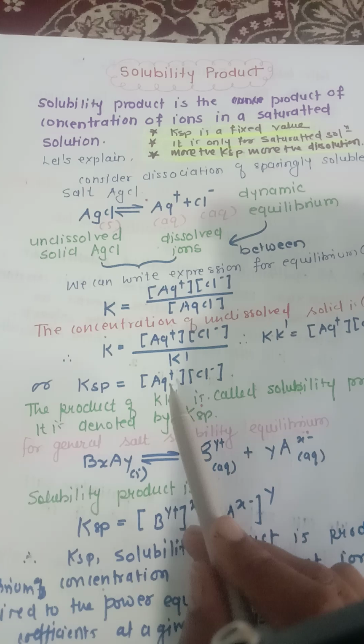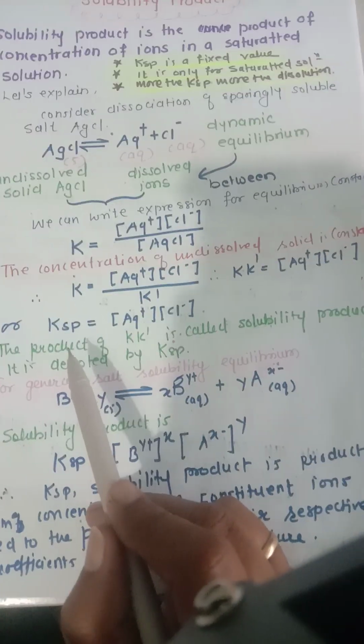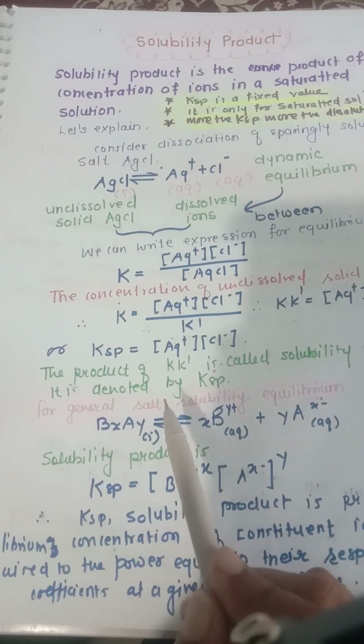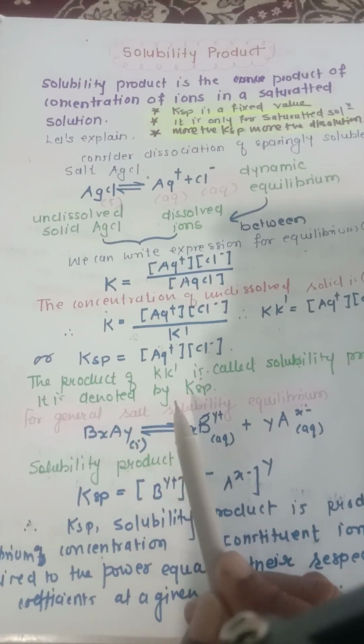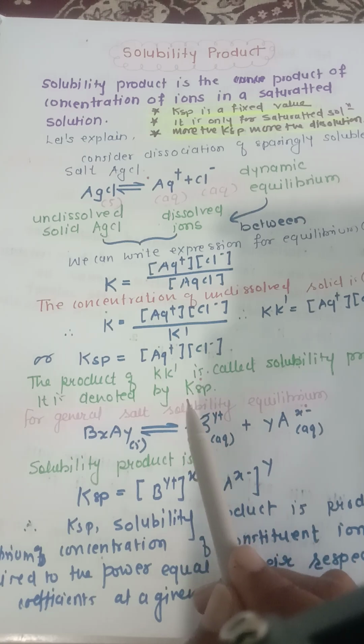We can write Ksp for the saturated solution only, and in the next topic we will understand what a saturated solution is. Ksp is called the solubility product, and it is a kind of equilibrium constant.